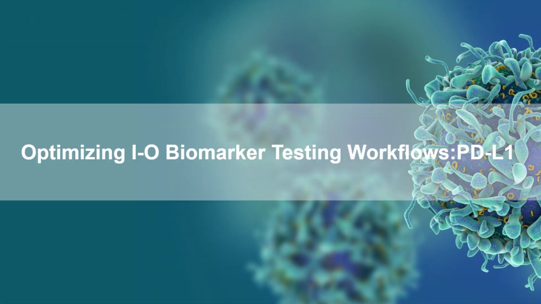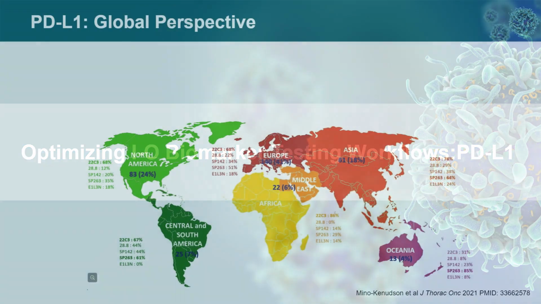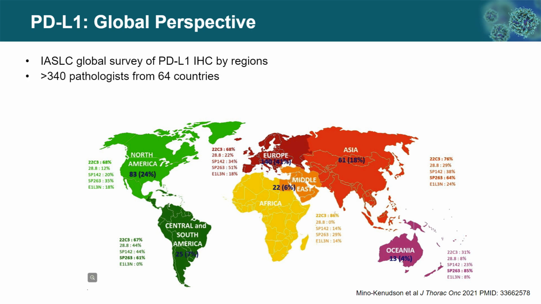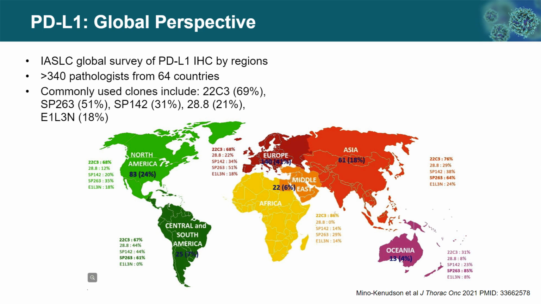First, PD-L1. In this global survey by IASLC on PD-L1 immunohistochemistry from over 340 pathologists from 64 countries, PD-L1 clones most commonly used include 22C3, followed by SP263, SP142, 28-8, and U1L3N.